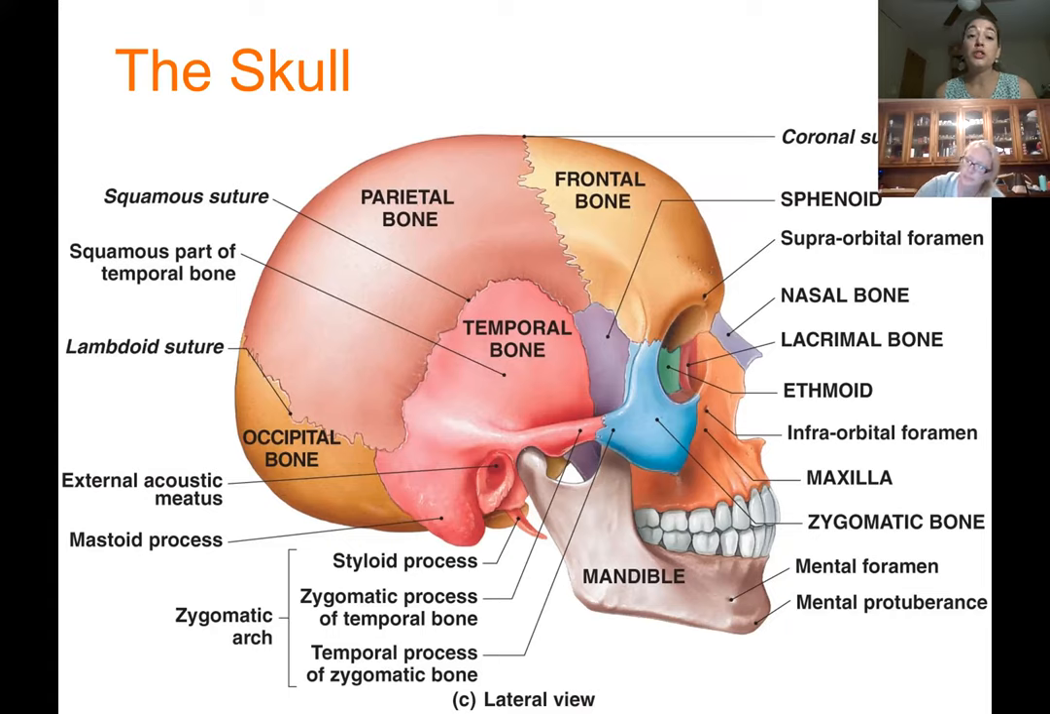First of all, you should know your sutures. Your sutures are junctions between two bones, and they're kind of like little puzzle pieces. They fit together. And then those pieces of bone are held together by collagen fibers in between. So it's a very strong fit. Okay, so going over sutures, the squamous suture you find between the parietal bone and the temporal bone. Your lambdoid suture right here, you find between your parietal bone and your occipital bone.